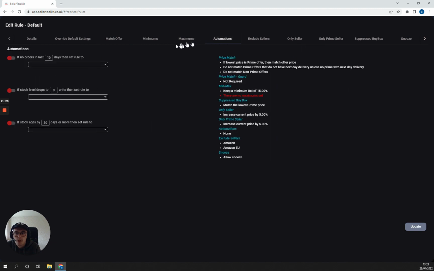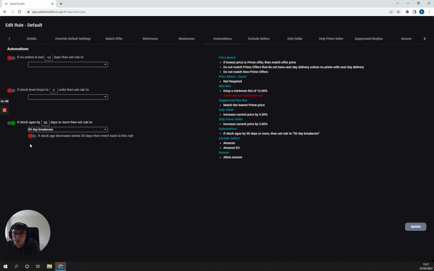And then here you can say if there's no orders in the last however many days, if stock level drops to however many, or if stock ages by however many days or more, then you can set it to a different rule. So what I'm going to do is if stock ages by 30 days or more, we're going to put it into our 30-day break-even rule.